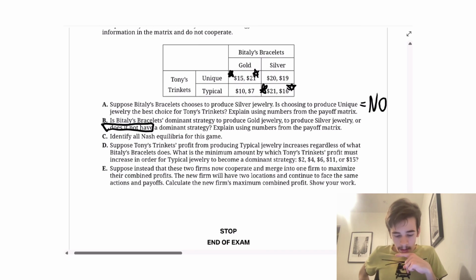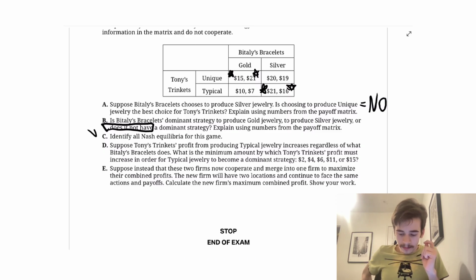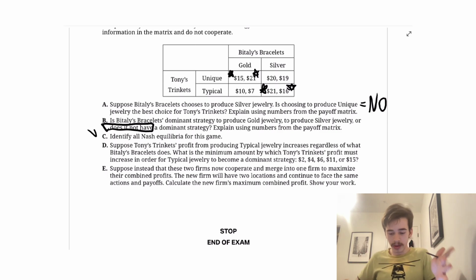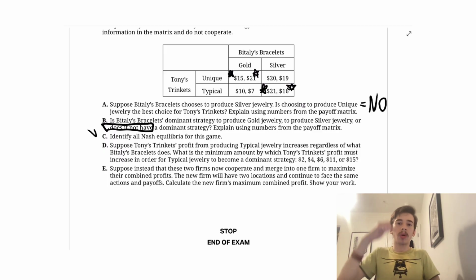Now, so that's for part C. And D: suppose the profit for producing typical jewelry increases for Tony's Trinkets regardless of what Beverly's Bracelets does. What is the minimum amount by which Tony's Trinkets' profit must increase in order for typical jewelry to become a dominant strategy? Dominant strategy is where we compare the numbers, and for Tony's Trinkets, we look at the left number.